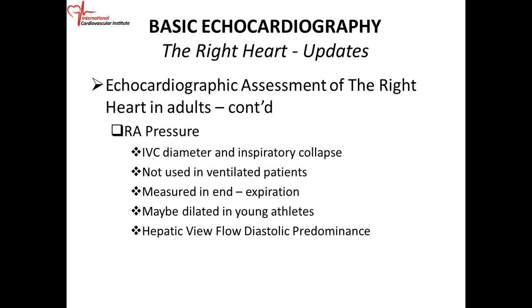And remember, you look at the hepatic vein. You have to get your hepatic vein. If the RA pressure is elevated, then you might have what we call diastolic predominance.